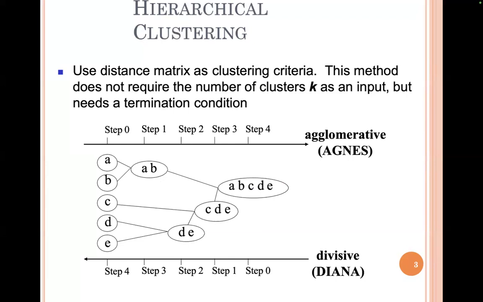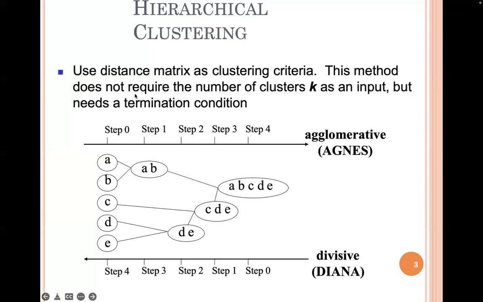Then we have hierarchical clustering. Hierarchy means what? Whenever we follow a tree pattern, that becomes hierarchical. So here we use a distance matrix as the clustering criterion. This method does not require the number of clusters. See, in K-means, in partition clustering, we require the number of clusters as input. But in the case of hierarchical clustering, we don't want that.